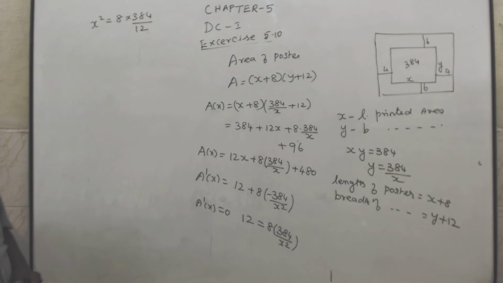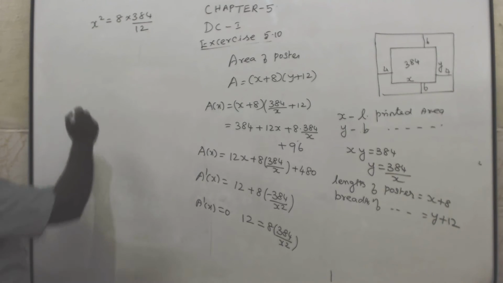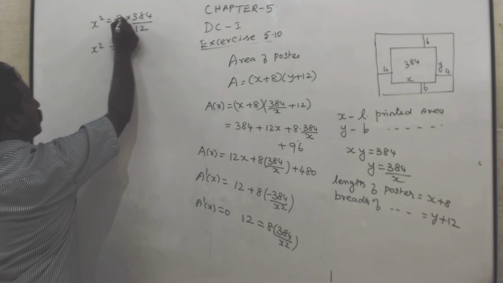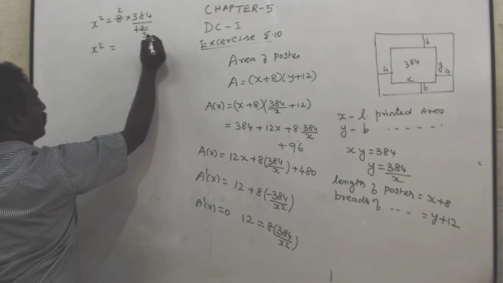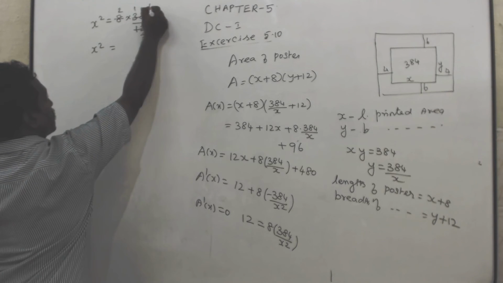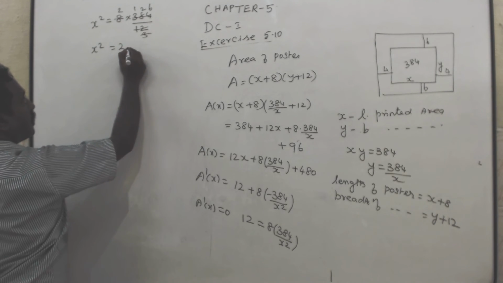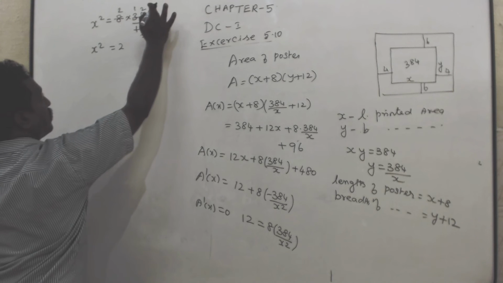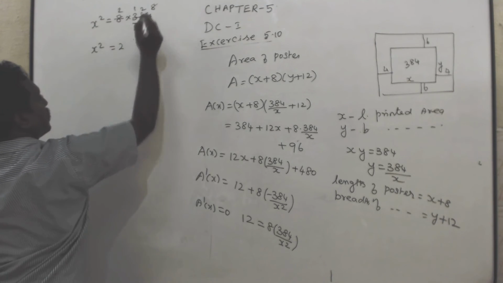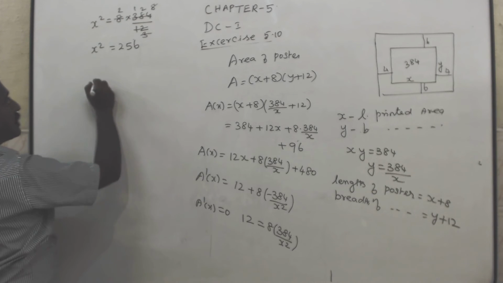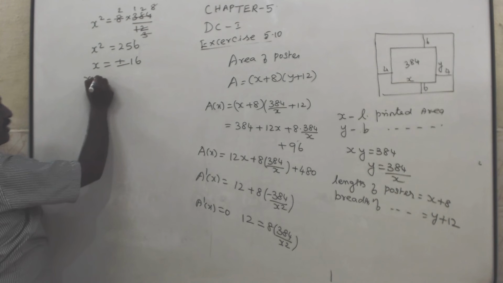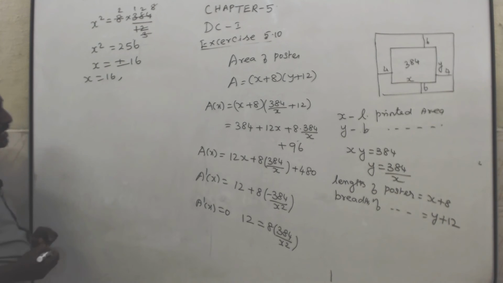Then simplify. Multiply and simplify 12: 2 table, 3 table, 3 1s are 2 6. Multiply: 2 table, 3 table. 8. That is 256. x is equal to plus or minus 16. Length is always positive. x equal to 16.